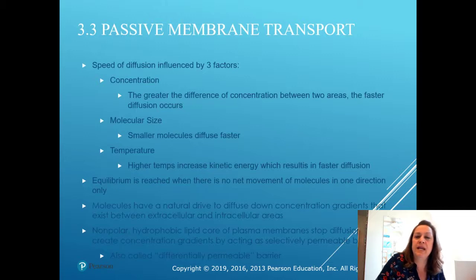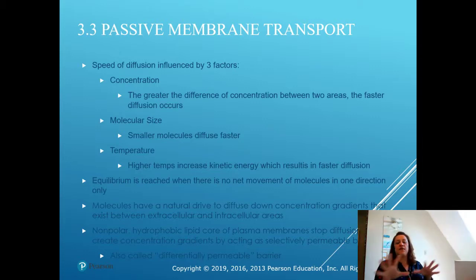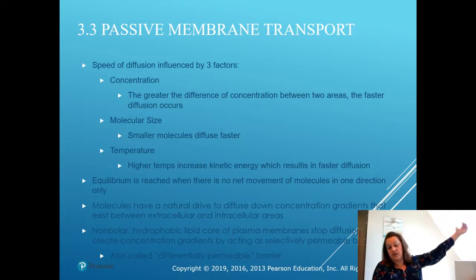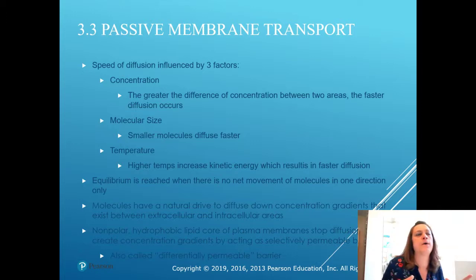So the speed of diffusion is influenced by three things: the concentration, the size, and the temperature. So three things that are going to influence how fast something diffuses. All right, if there's a big difference in concentration, then it's going to fly across. Smaller molecules diffuse faster.